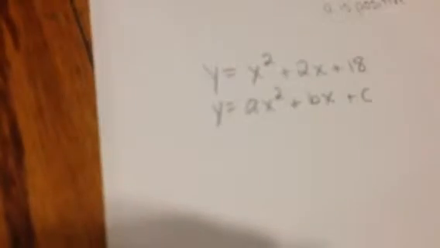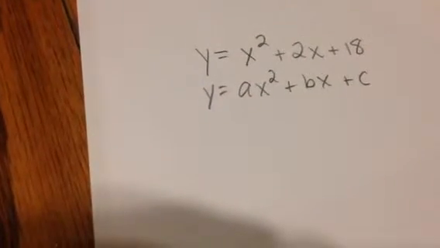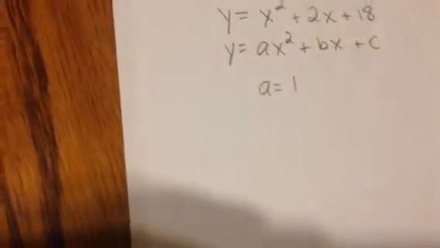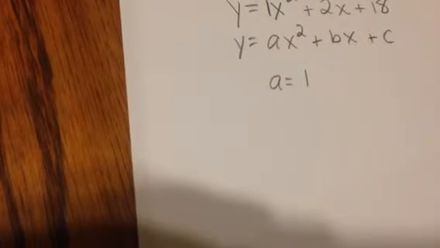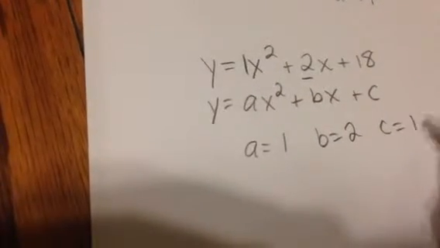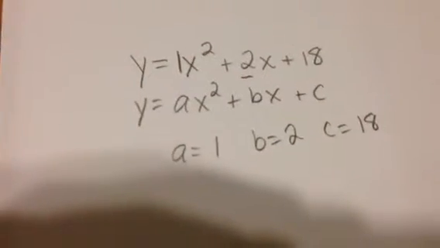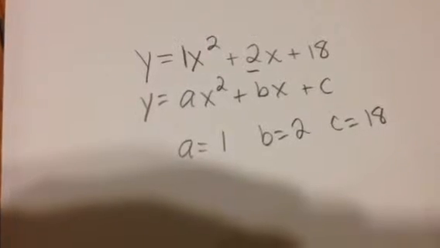Right now this is in standard form because it's in the form of ax squared plus bx plus c. So his first step says to identify a, b, and c. So if you look at this problem, you should be able to tell me that the a is 1, because there's really a 1 there. Your b is 2, and your c is 18. Okay, so that's step 1.